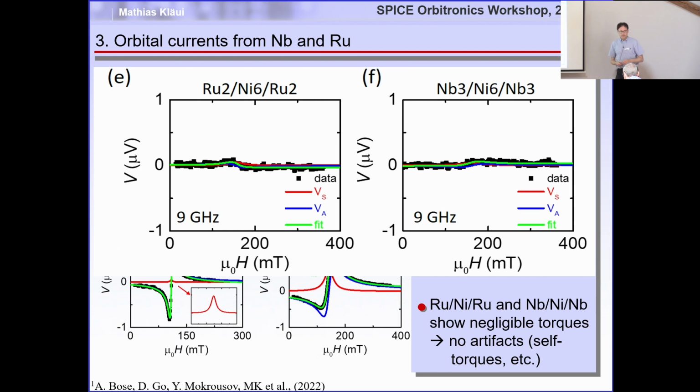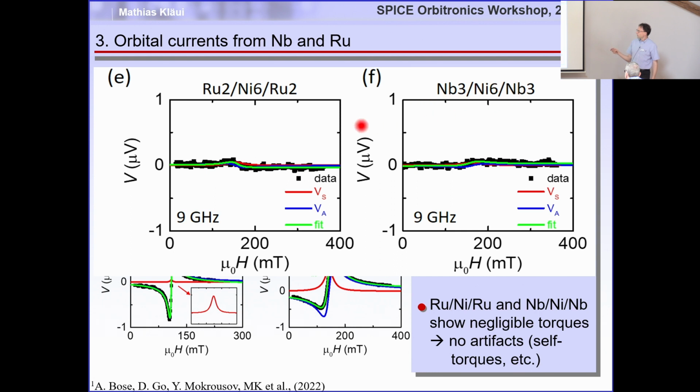And now, I think we had yesterday the question from Kyungjin Lee, how about anomalous torques and self-torques? So what we did is we actually then sandwiched the nickel between ruthenium on both sides so that we have equal interfaces, and then the effect goes away.